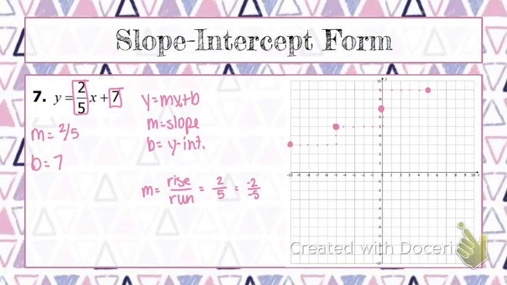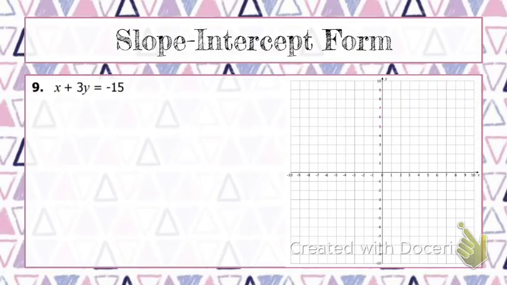And then finally, we can connect our points. And you have to draw arrows on the end because this goes on forever and ever. Just because our graph is 10 by 10 doesn't mean that it stops there. So that is what number 7 should look like. And let's go ahead and look at another problem.